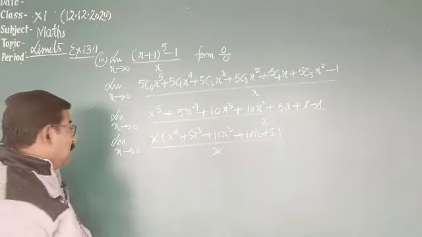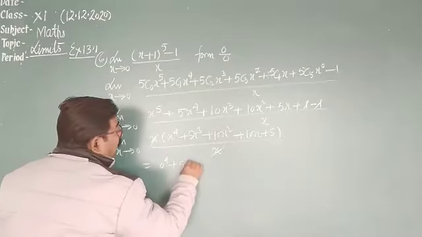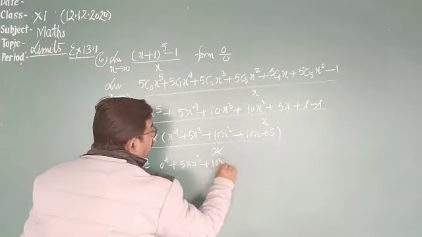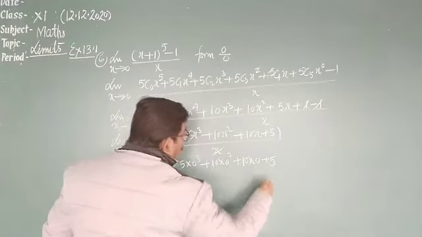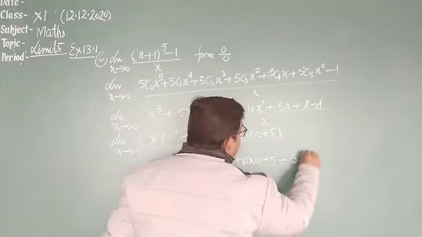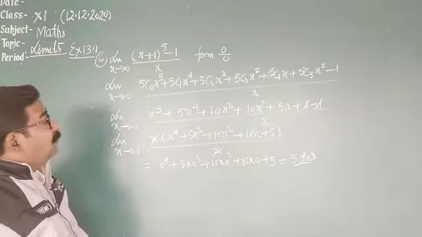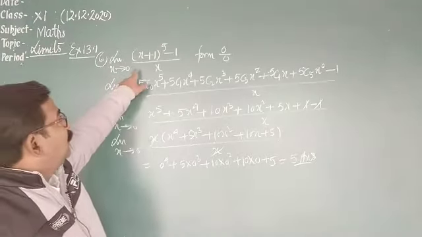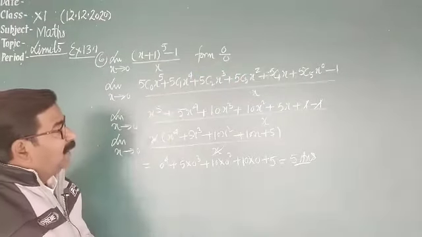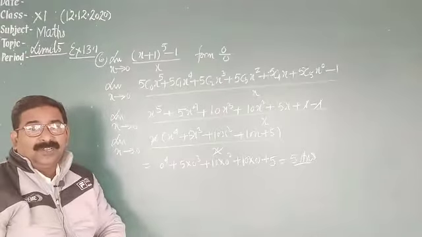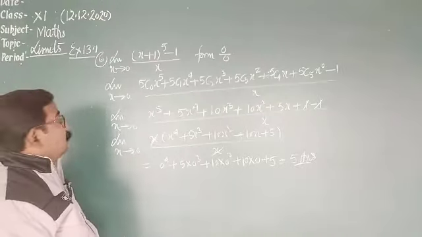Now we will apply the limit. So we have here 0 to the power 4 plus 5 into 0 to the power 3 plus 10 into 0 to the power 2 plus 10 into 0 plus 5. So all will become 0. Answer is 5. So as I told, whenever we have a limit of the form 0 upon 0, first of all we will simplify that, and after that we can get the value. Got it? So this is how we can find the solution. So this was question number 6.